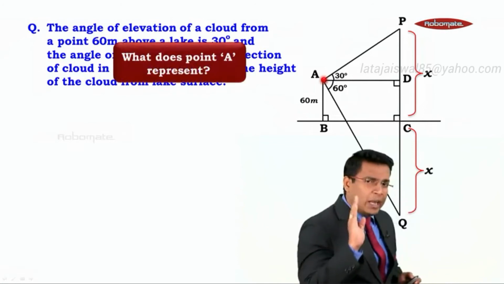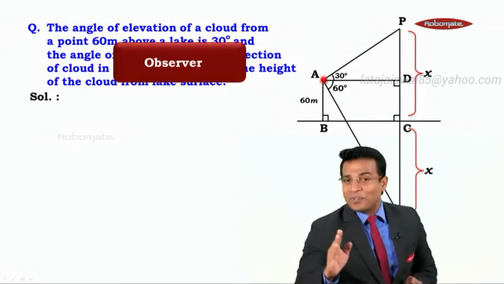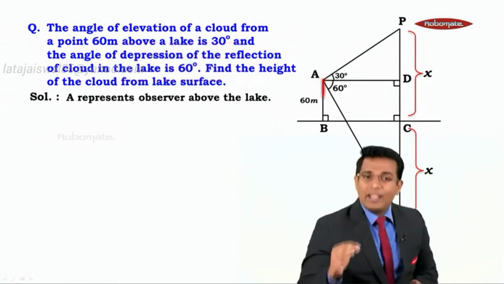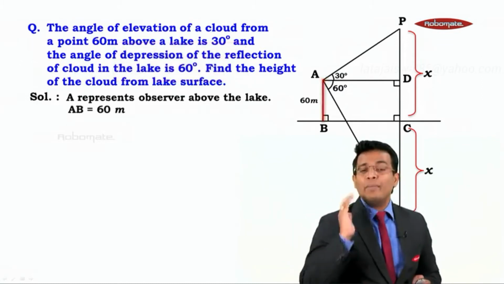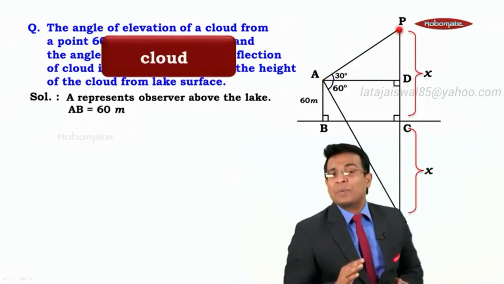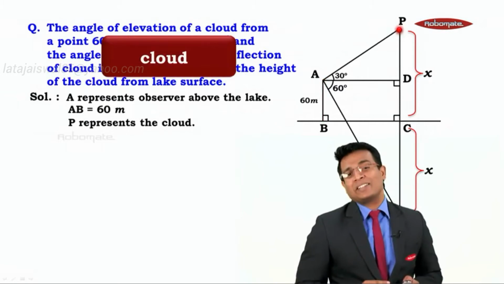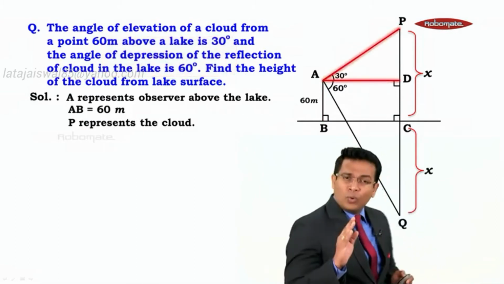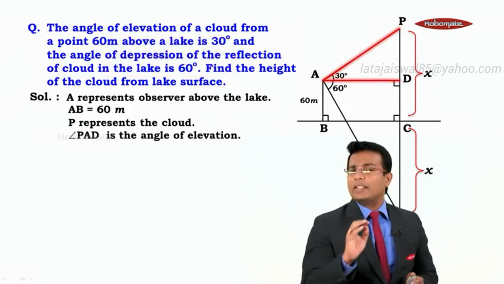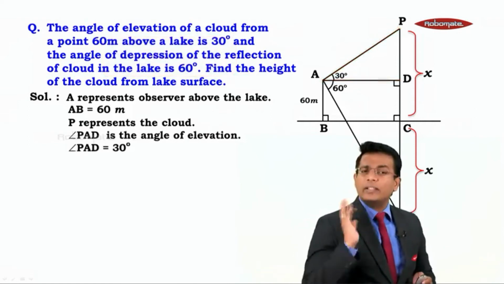Now, what does point A represent? Yes, A represents the observer. So we write, A represents the observer above the lake, and that distance AB is known to us as 60 meter. The next thing, what does point P represent? P represents a cloud. And we know the next information, that angle of elevation made. So we write, angle PAD is the angle of elevation and that angle is given as 30 degree.